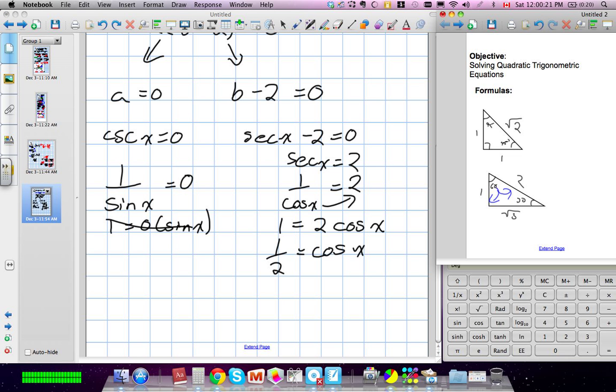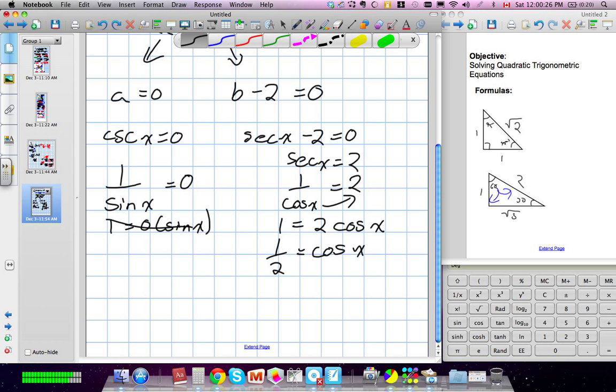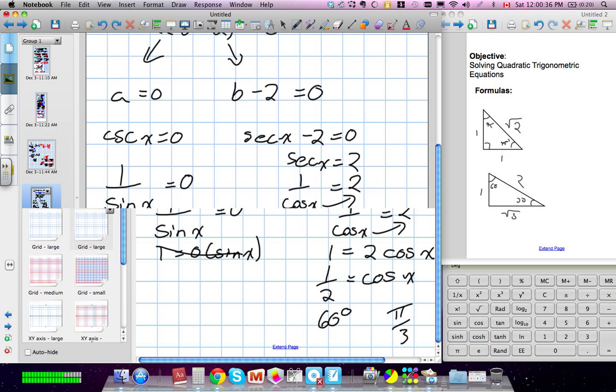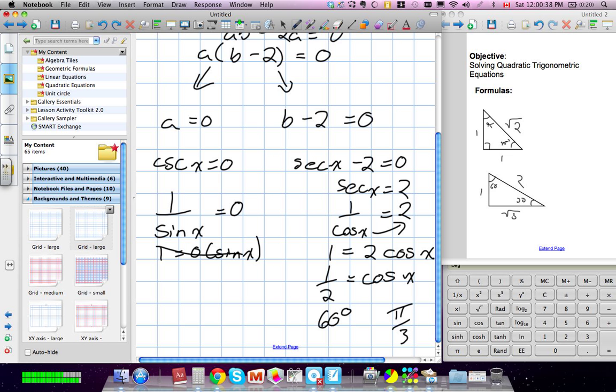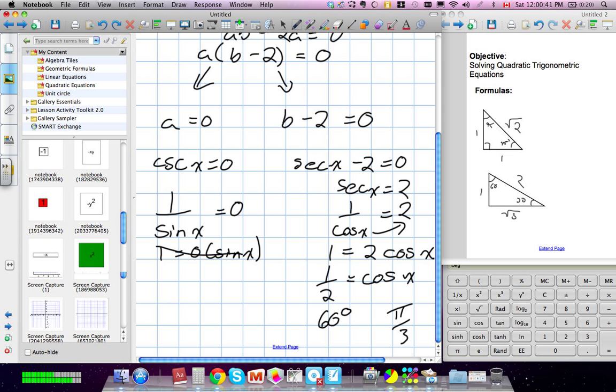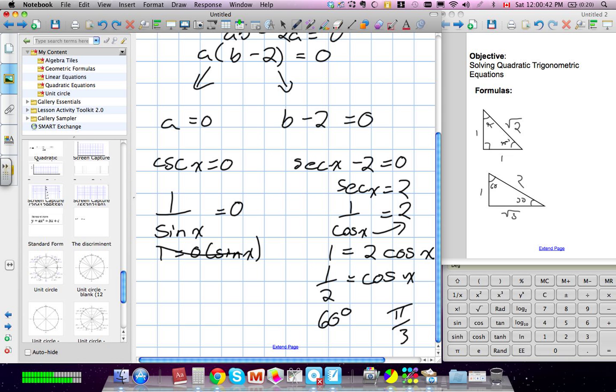Are we in degrees or radians? We are in radians. So 60 degrees is pi over 3. So we have pi over 3. Let's figure out what quadrants we're in. Oh, that way is so much easier. This way? Yeah. So we just do it like this.